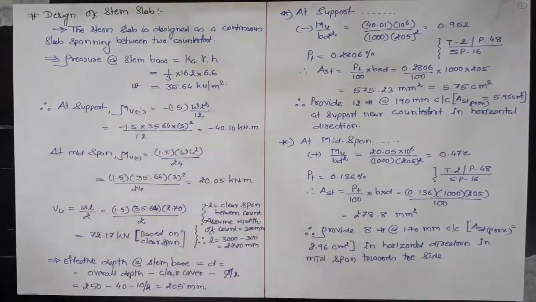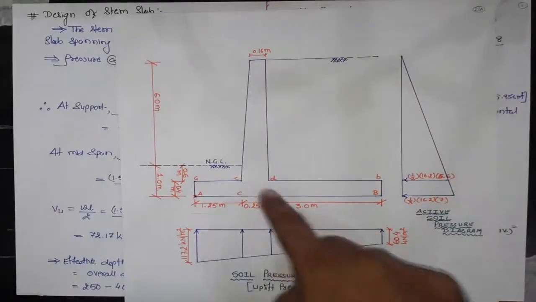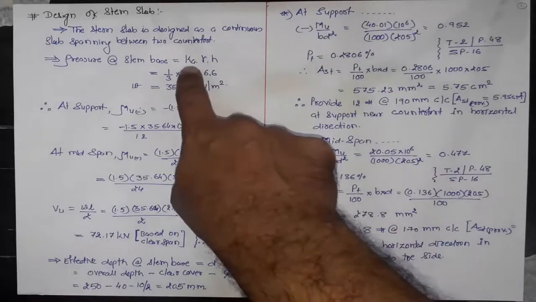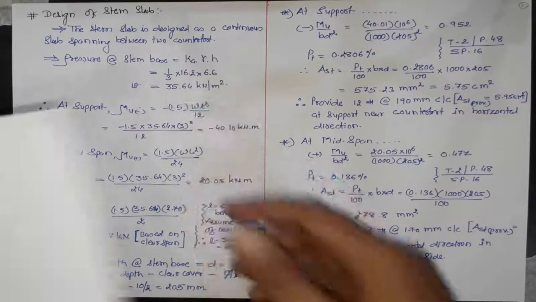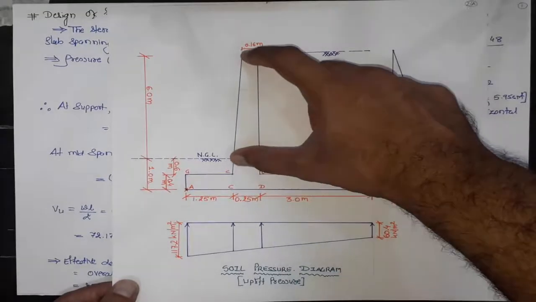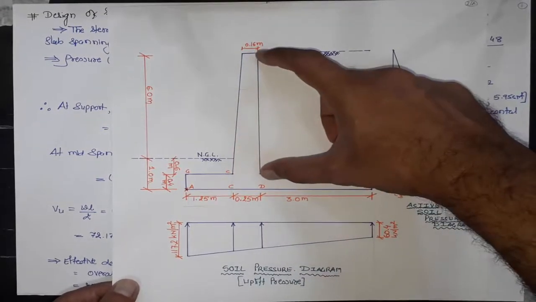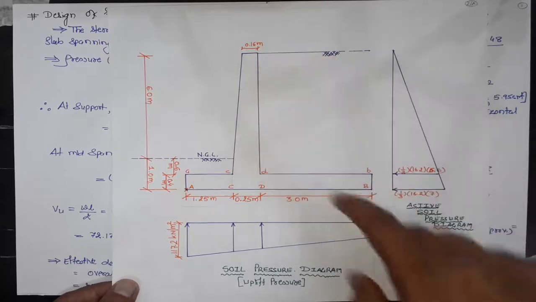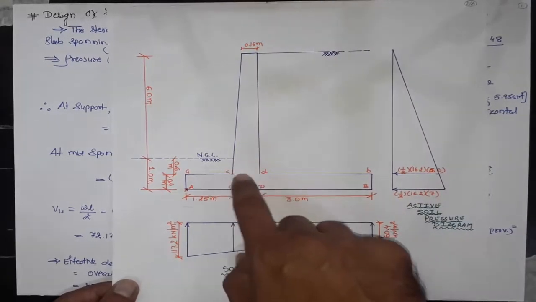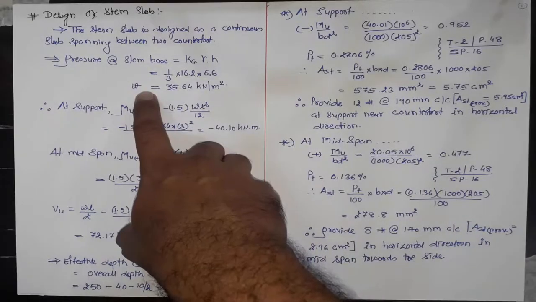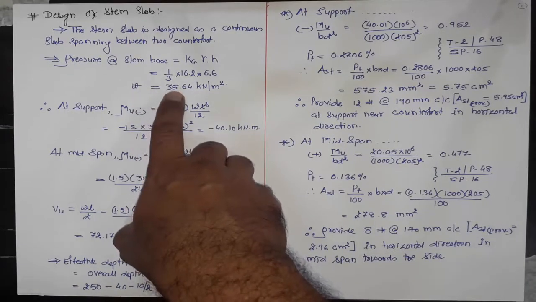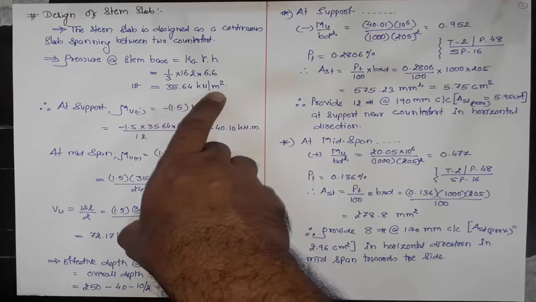Pressure about stem base, that is pressure at CD, will be equal to Ka gamma H, where H is the stem slab height. Here stem slab height is 6 meter plus 0.6, which comes out to be 6.6 meter. Therefore, pressure at CD point will be Ka gamma H. Ka is 1 by 3, gamma is 16.2, and H is 6.6. Therefore, the pressure at stem base comes out to be 35.64 kN per meter square.